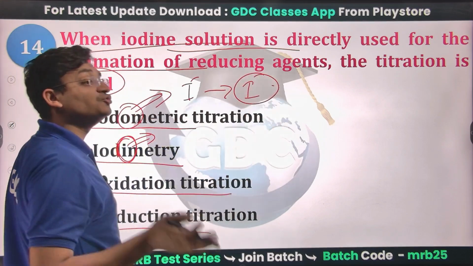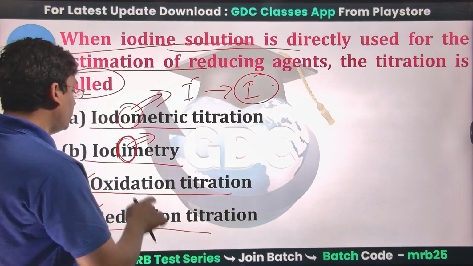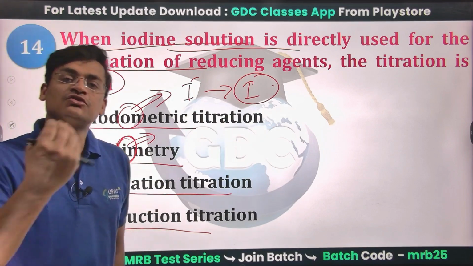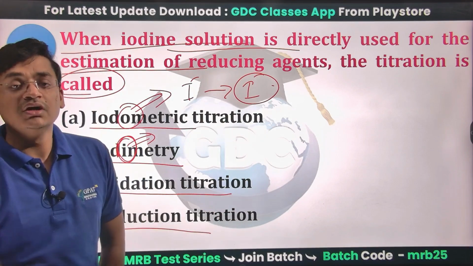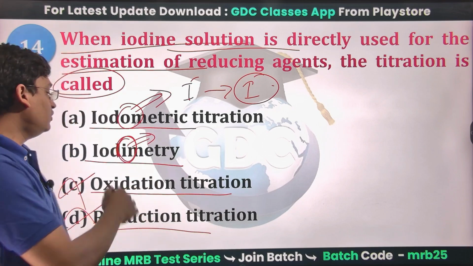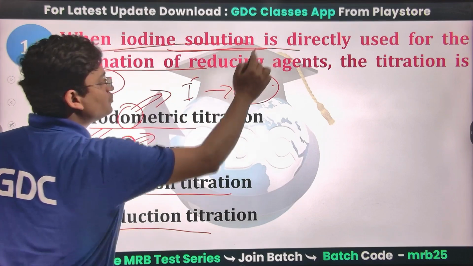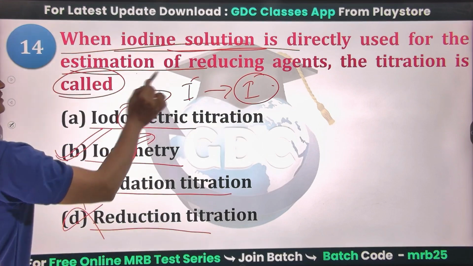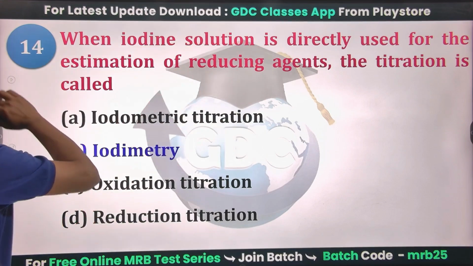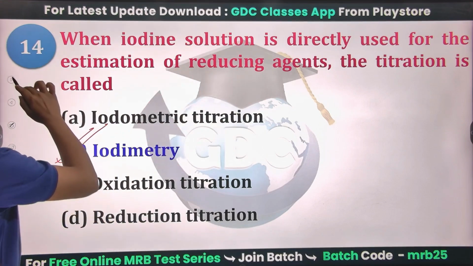So iodine actually came out of that particular reaction, while in the case of iodimetry we use iodine solution for that particular compound to react with this iodine. So we will have iodimetry as our method, where iodine solution is directly used for a particular reducing agent titration estimation. So the right answer will be B, that is iodimetry.